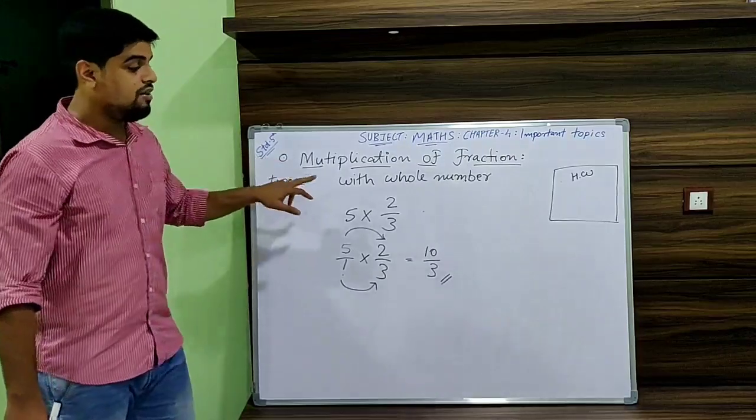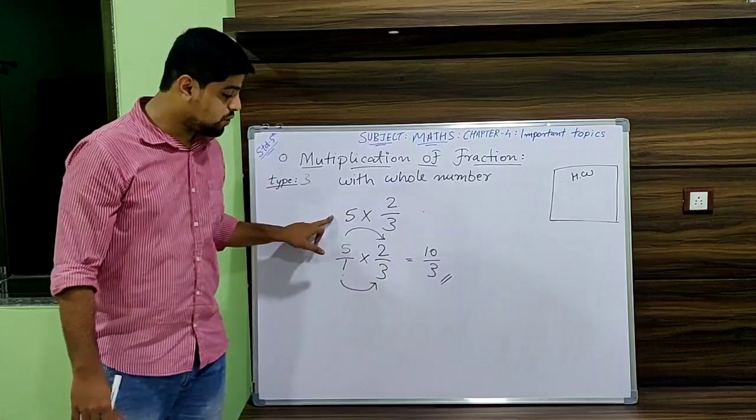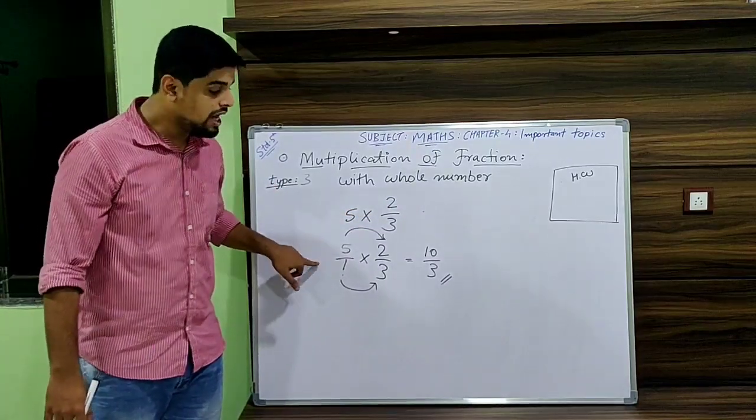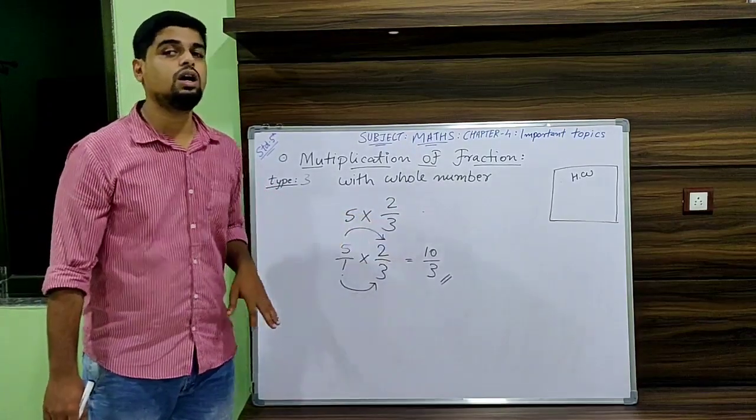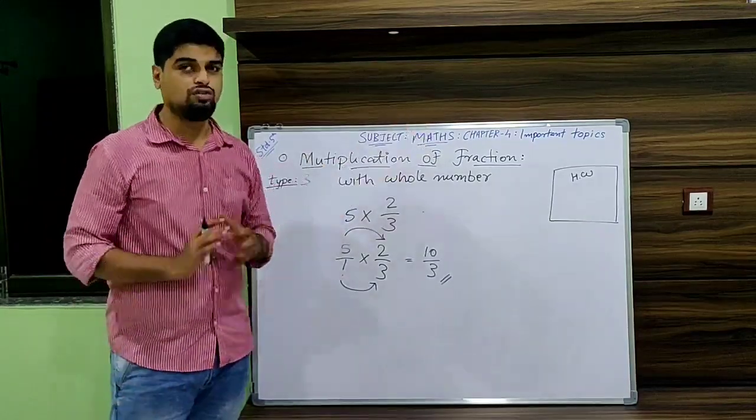In this way, if any whole number is multiplied by a fraction, you can first convert that whole number into a fraction, and then you can simply do the multiplication. I hope you are clear with the multiplication of fractions.